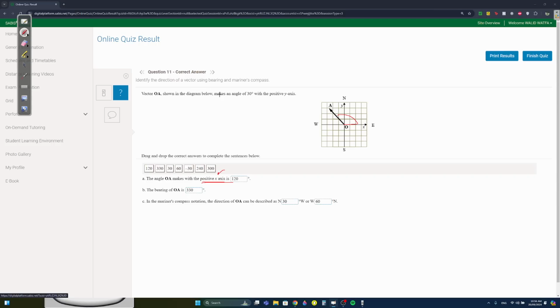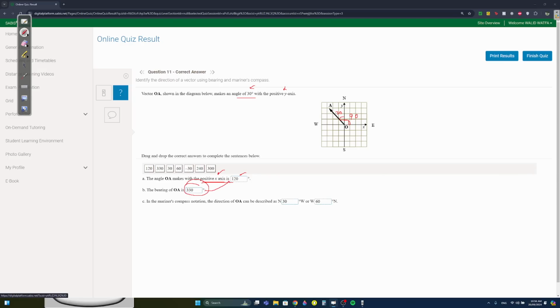OA, they gave us, it makes an angle of 30. Oh, you don't even need to find the vector. They told you that it makes an angle of 30 with the y-axis. So with the y-axis, it's 30. This is surely 90, so how much is it? 120. 90 plus 30. What's the bearing? Okay, we do 450 minus 120, you get 330.